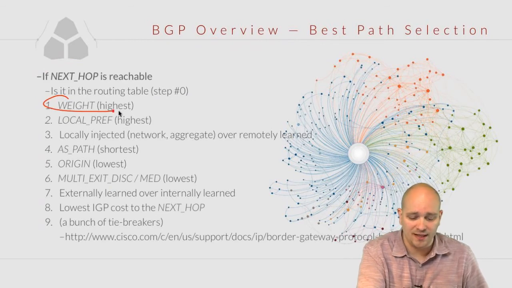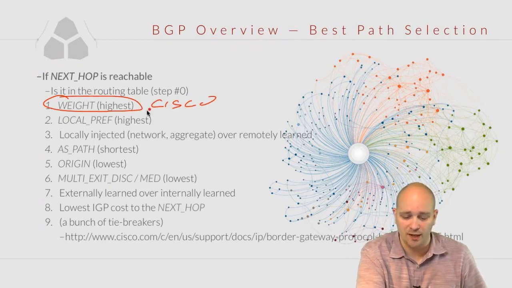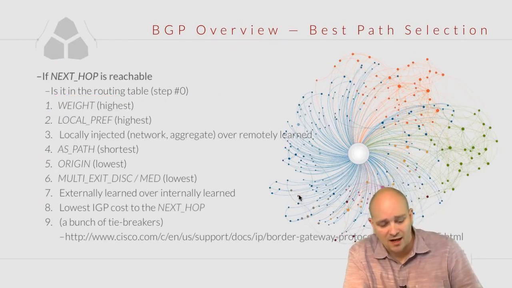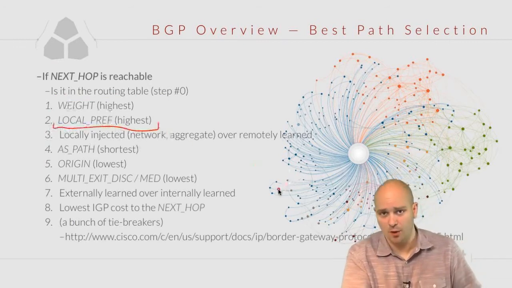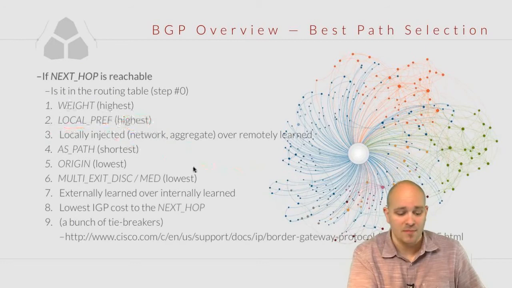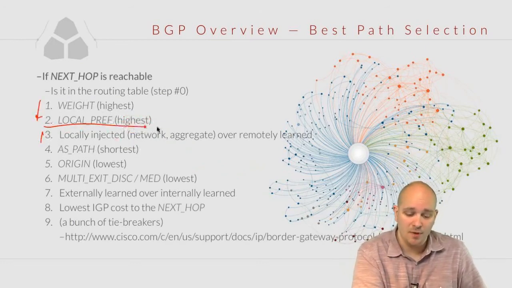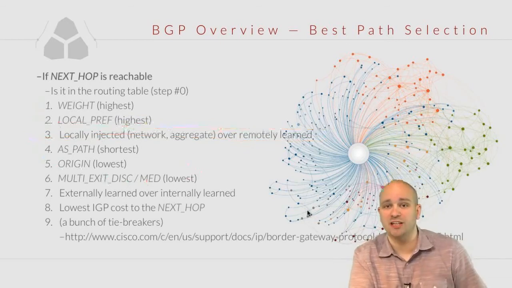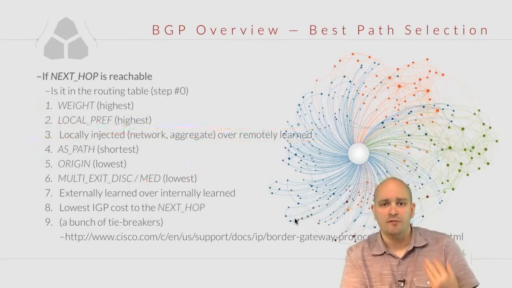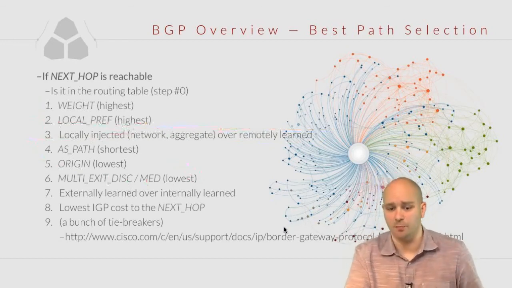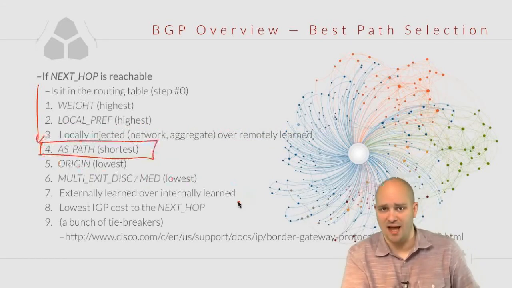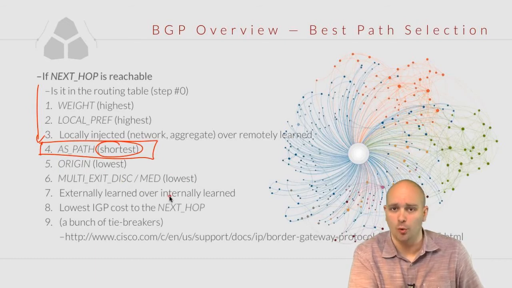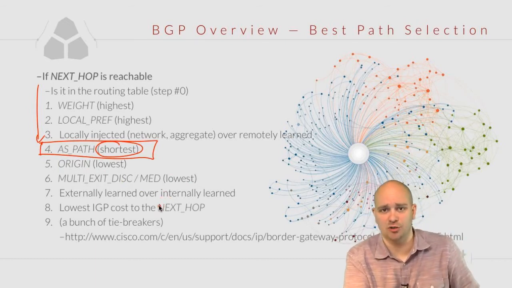The first thing that is going to be taken into account, and remember this is Cisco proprietary, is going to be the weight. The highest value will win. If the weight is the same, then the value of the local preference will be considered. Again, the highest will win. If these two are the same, BGP is going to prefer those routes that were injected locally by that router versus those routes that may have been learned from other peers. Given that all these three are the same, the AS path attribute will be considered and the shortest one will win. So think of the AS path in this context as a hop count. The smaller the hop count, the better the route.